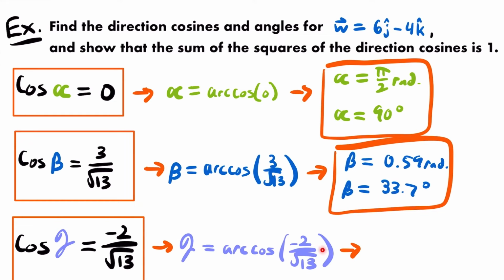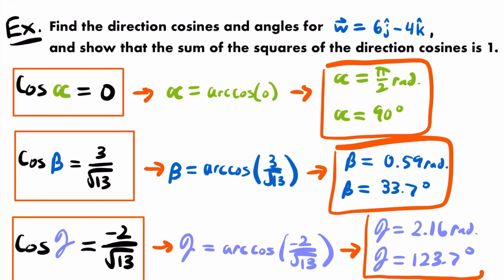Now we have one more to do, which is angle gamma. And if you plug arc cosine of negative 2 divided by the square root of 13 into your calculator, you'll find that gamma is equal to 2.16 radians. And this is going to be a big angle in degrees. Gamma is equal to 123.7 degrees. So that is angle gamma. All right, so the angle that this vector makes with the positive x-axis is 90 degrees, or pi divided by 2 radians.